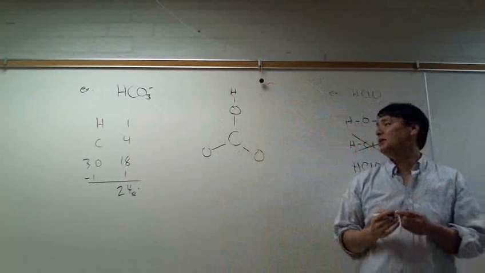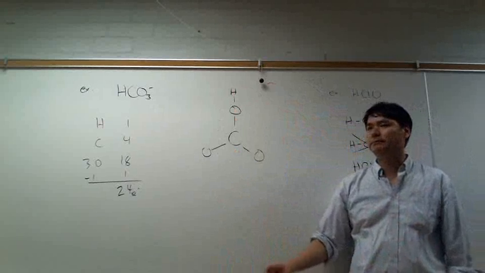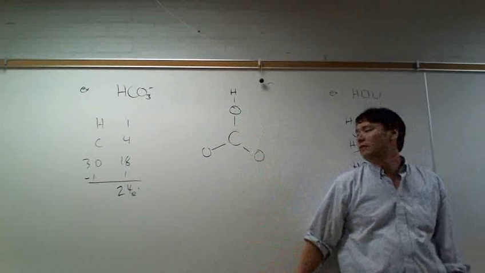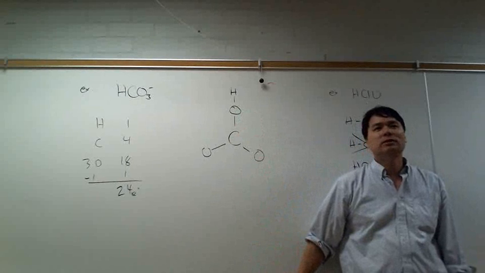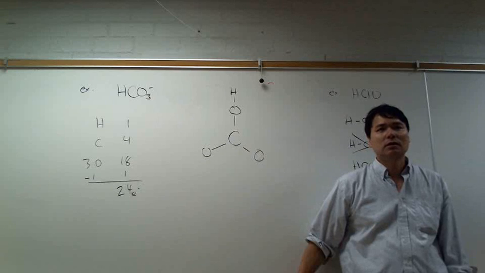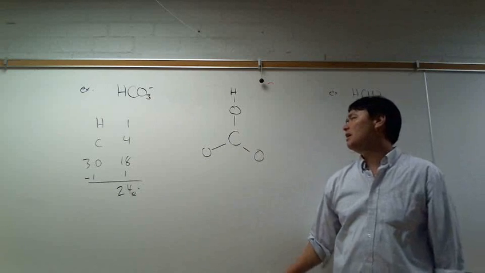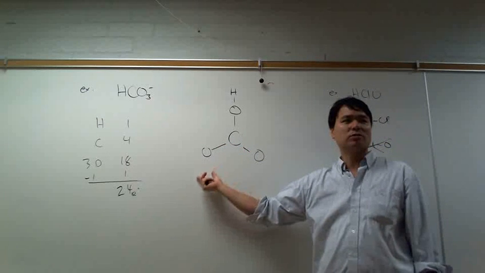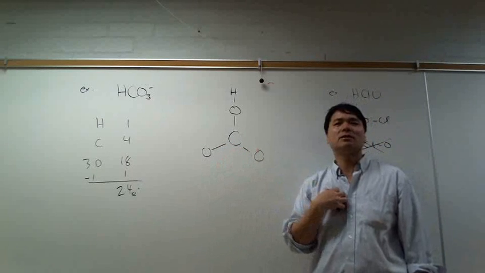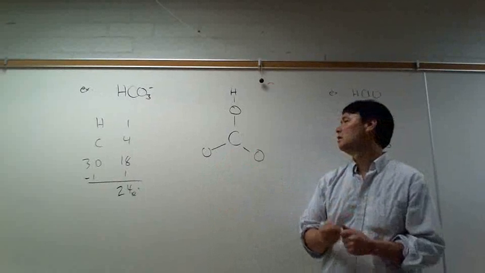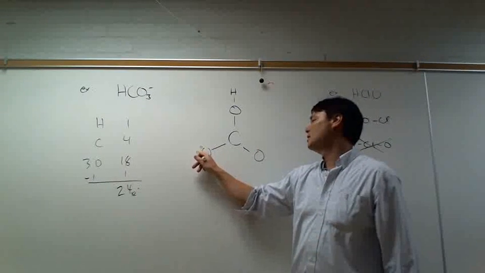So far, how many electrons have we used up? 8. 2, 4, 6, 8. And we have extra electrons, so what do we do next? The next step is to complete the octet to the oxygens. Why not complete it to the carbon first? Because oxygen is more electronegative. Oxygen is going to complete its octet before it lets anybody else complete its octet. And so oxygen completes its octets first.